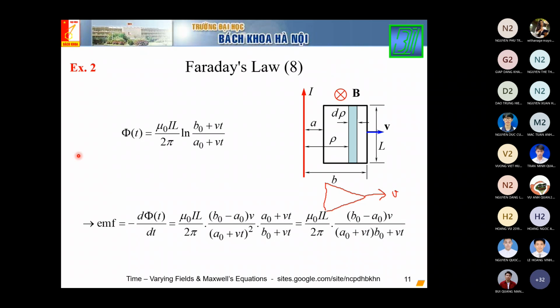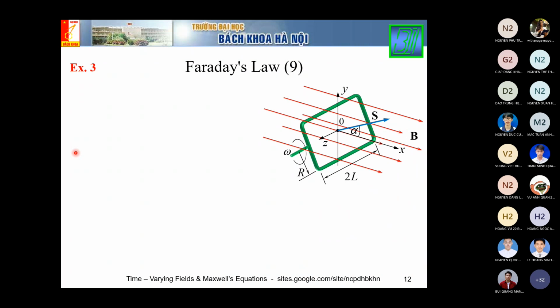Are you done? Keep moving. Once again, we return to this example. In this example, we have a rotating frame in a uniform field. The frame here is spinning about its axis with the angular speed of omega.